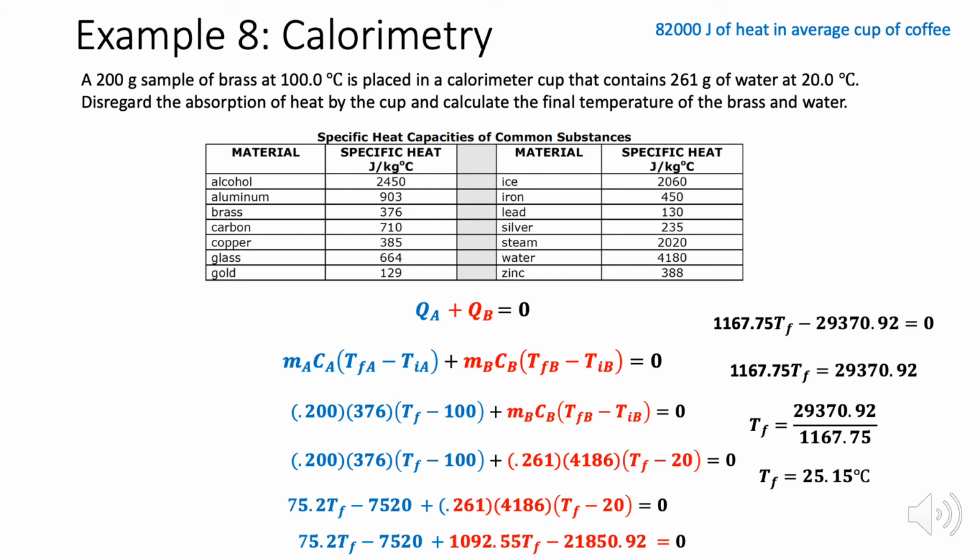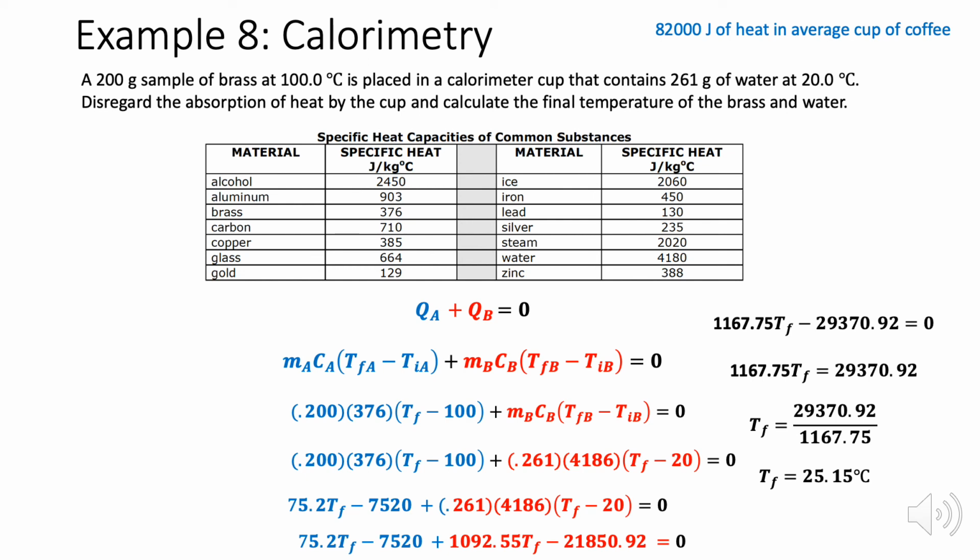And that's in between 20 degrees Celsius for the water and 100 degrees Celsius for the brass. So I did do this question correctly. And again, the 25 is closer to the 20 degrees, which was the initial temperature of the water, because it takes a lot of heat to raise the temperature of water.